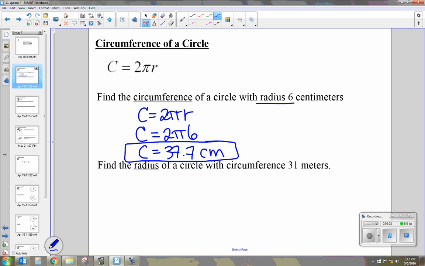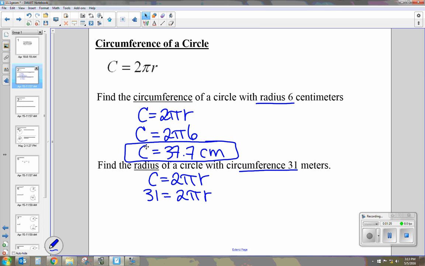Okay? Our next one, we're finding the radius of a circle, and I give you the circumference, which is 31 meters. So once again, I'm going to write down the formula. But this time, I give you the circumference, which is 31. So we're going to put that in where the C is. And then we're going to find the radius. Now, to find the radius, we divide by 2 pi on both sides.